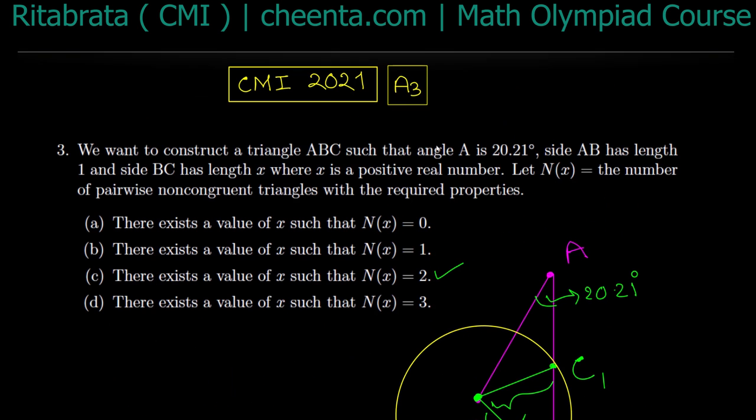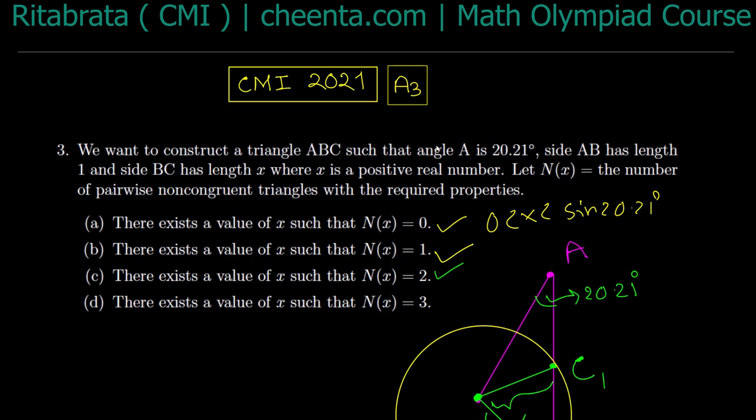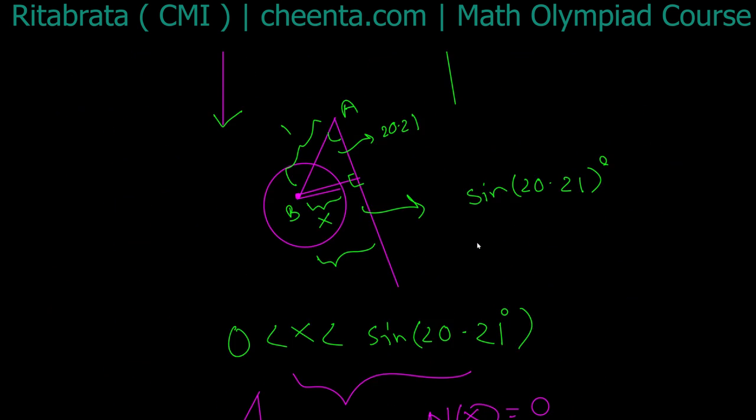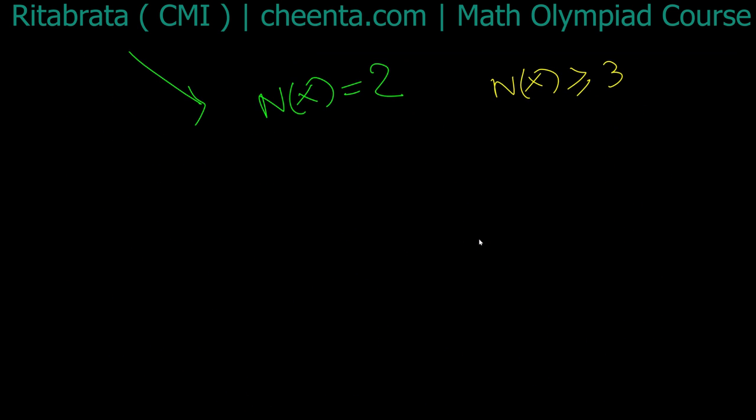So what we can conclude: n of x equal to 0 is possible, for 0 less than x less than sine 20.21 degree. One is also possible, that is x equal to sine 20.21 degree, and x greater than sine 20.21 degree gives n of x equal to 2. And n of x equal to 3 is not possible. So this is true, this is true, this is true, and this statement is false. And we are done. This solves the problem.